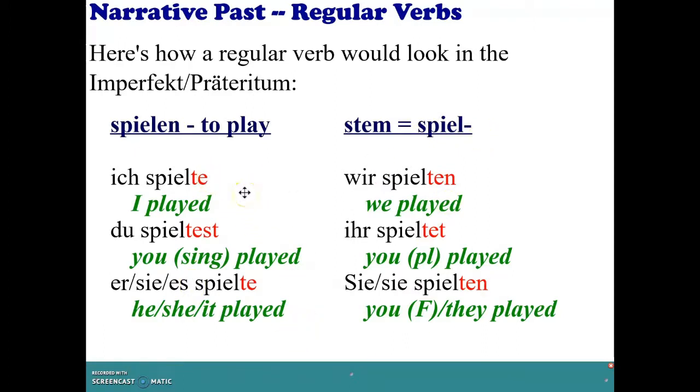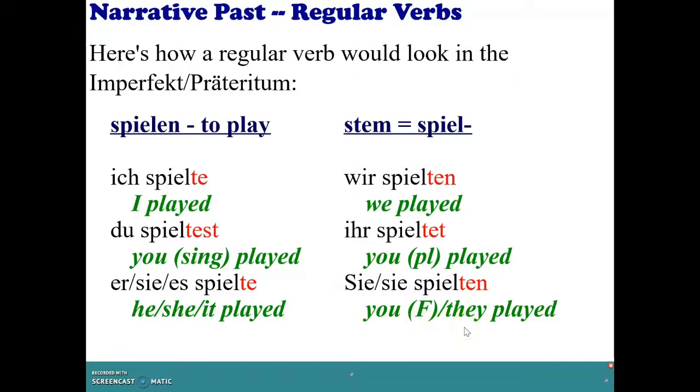So ich spielte, I played. Du spieltest, you played. Er, sie, es spielte, he, she, or it played. Wir spielten, we played. Ihr spieltet, you, plural, played. And sie or Sie spielten, so you formal or they played.